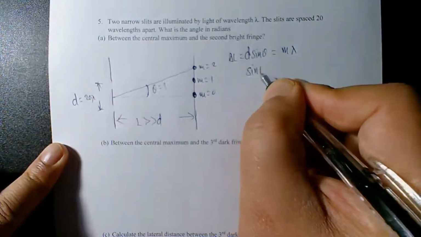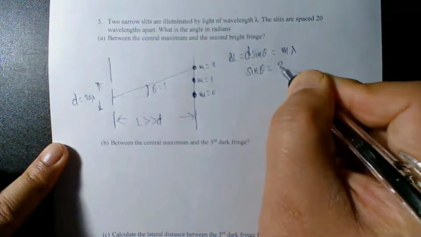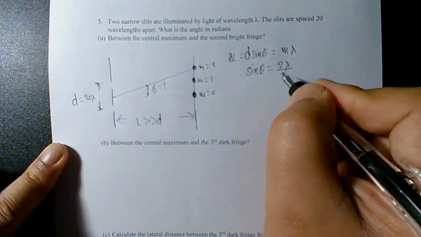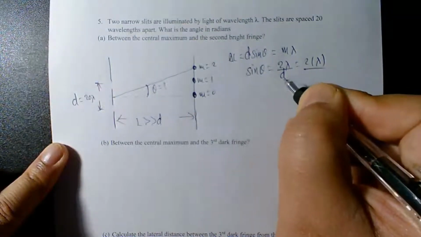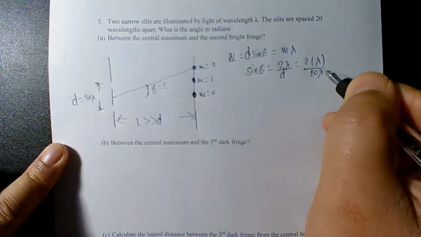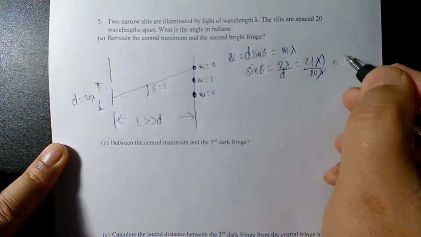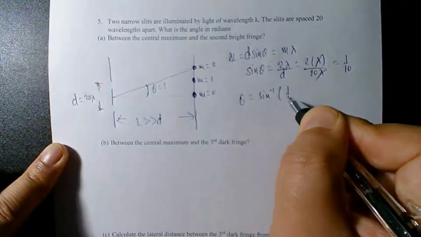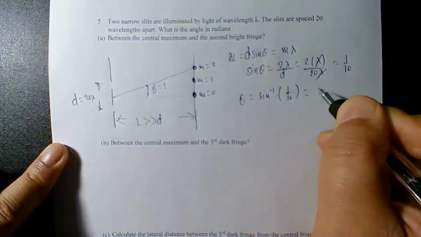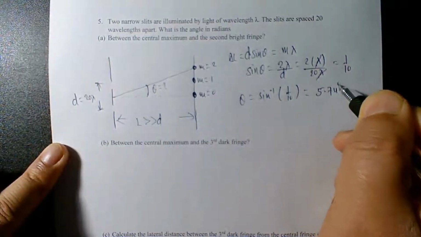Sine theta is 2 lambda over D. 2 lambda is not directly given, but D is given in terms of lambda, 20 lambda, so lambda will cancel, giving 1 over 10. So theta is inverse sine of 1 over 10, and if you do that, it is 5.74 degrees.